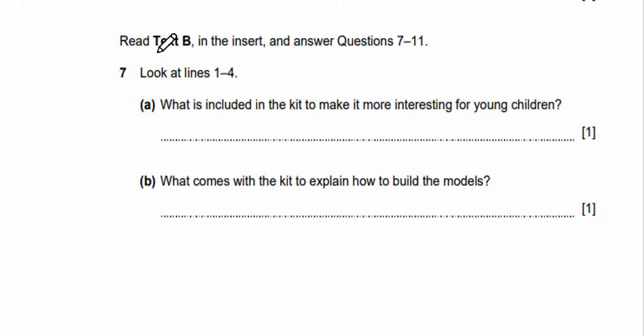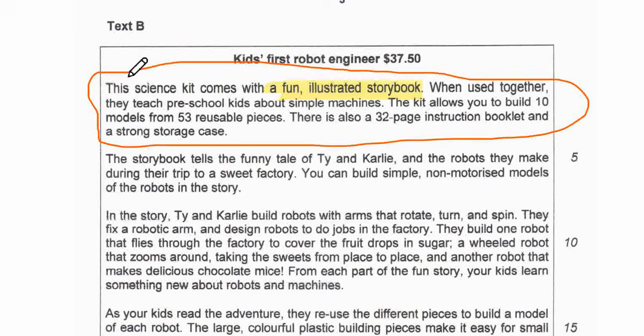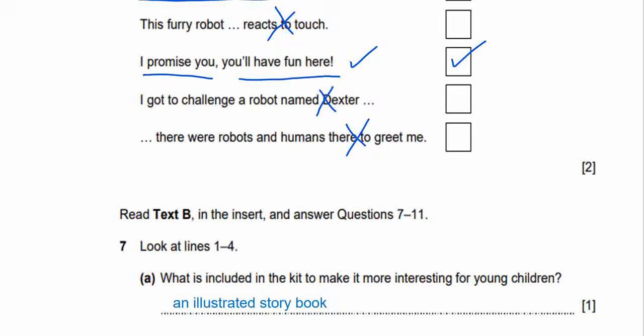Now we are in text B, question 7 till 11. Look at lines 1 till 4. What is included in the kit to make it more interesting for young children? And B, what comes with the kit to explain how to build the models? Well, this is line 1 till 4. So what is included in the kit to make it more interesting is a fun illustrated storybook. So we type down the answer: illustrated storybook.